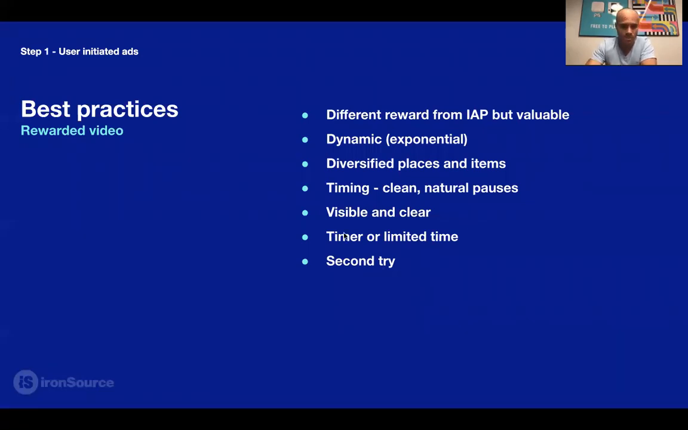Timing should be clean and in natural poses. The traffic driver itself needs to be visible and clear. Because it's an opt-in, if you have the traffic driver in a sub-menu and only half of the users understand that they have the option to watch rewarded video, then your 100% potential is only half of your users. So because it's an opt-in ad unit, what you need to make sure is that all the users understand that they have the option to watch a rewarded video.